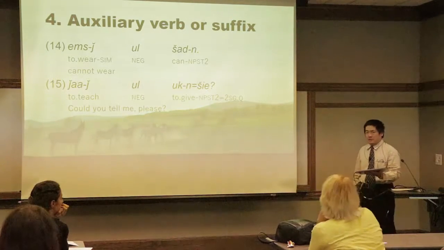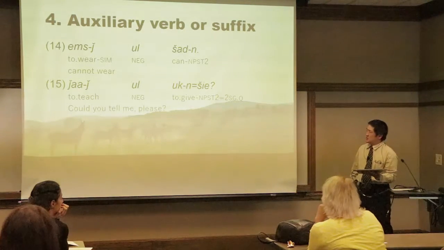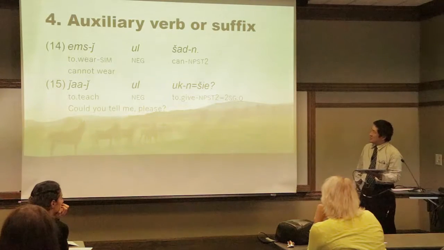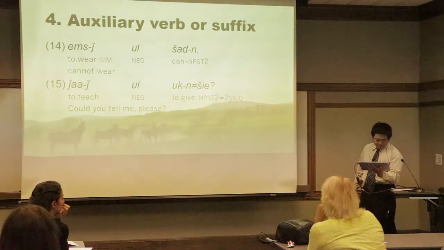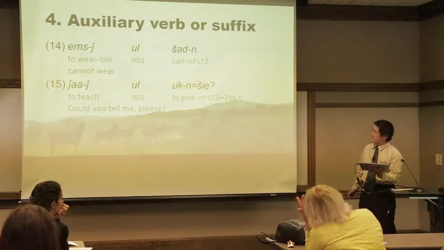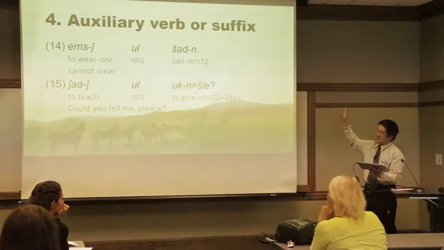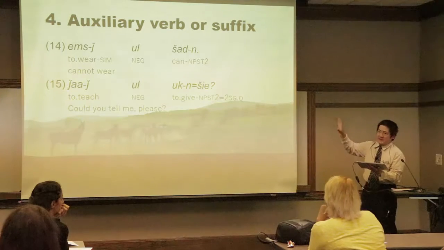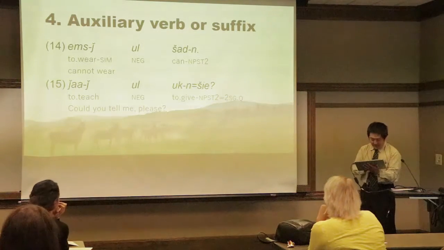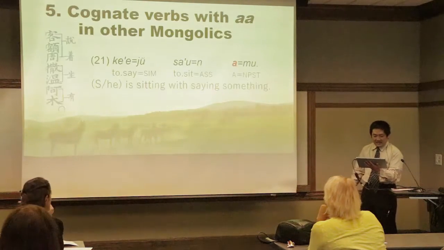Ul umsuch awe is the negative form. So it is an explanation of the connection between the main verb and R. They connect very strongly. Okay, go to the next section.